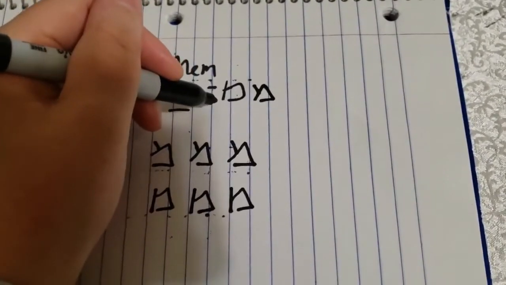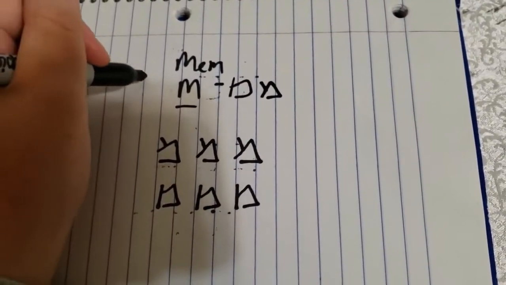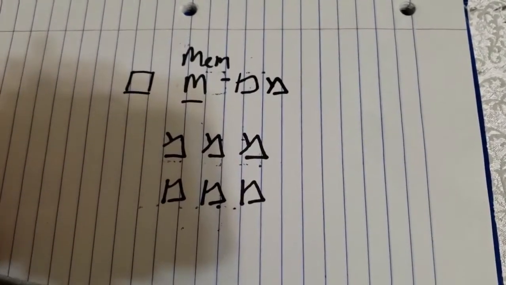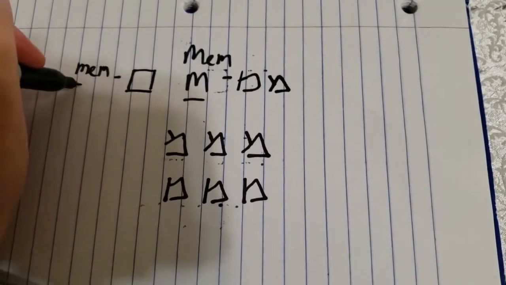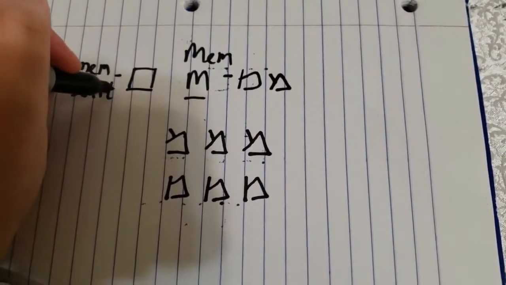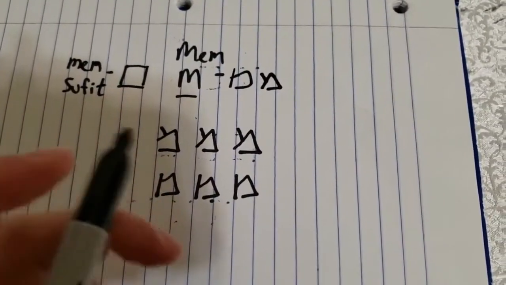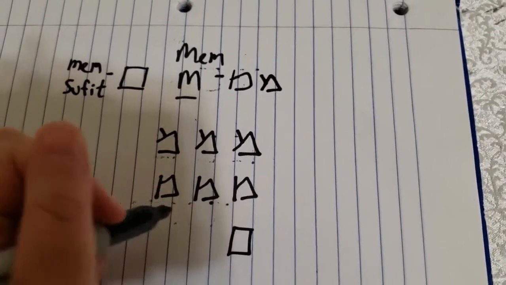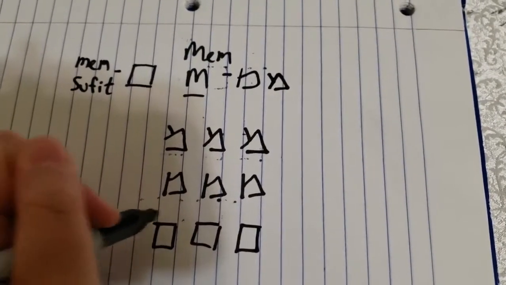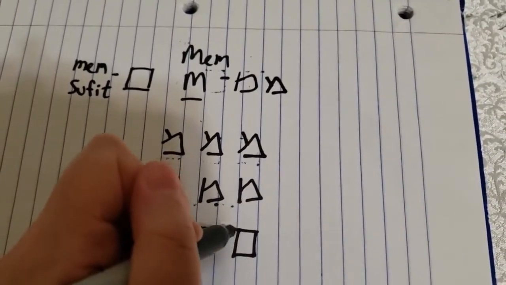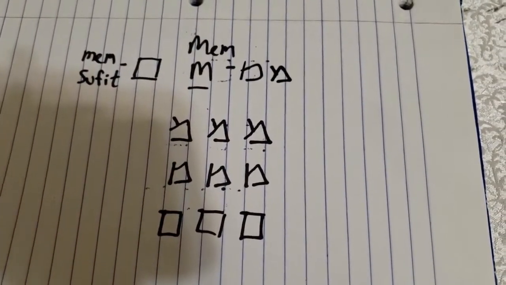This letter also has an ending, mem sofit, which goes like a square, just a square. Mem sofit. If the word ends with this letter, you have to put this version. So plain and simple, just a square. There's a line sticking out just a bit, just a tiny, tiny bit out.